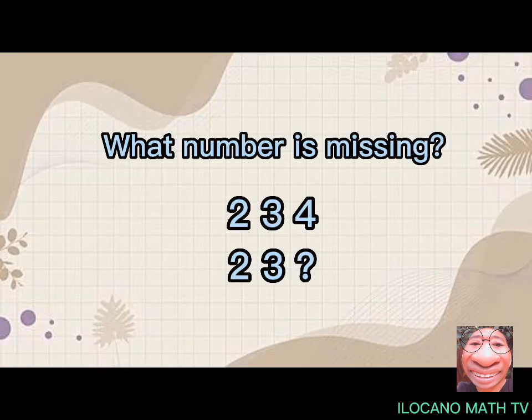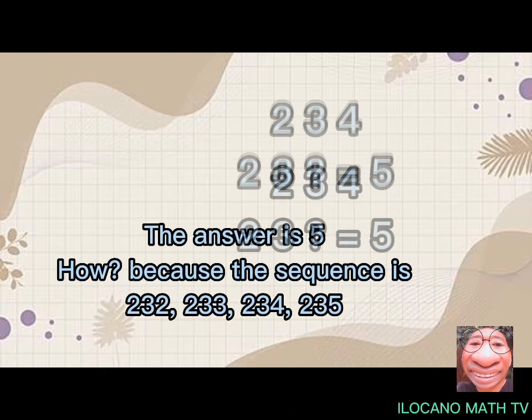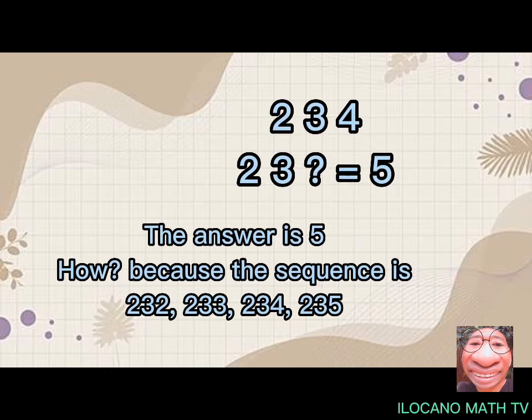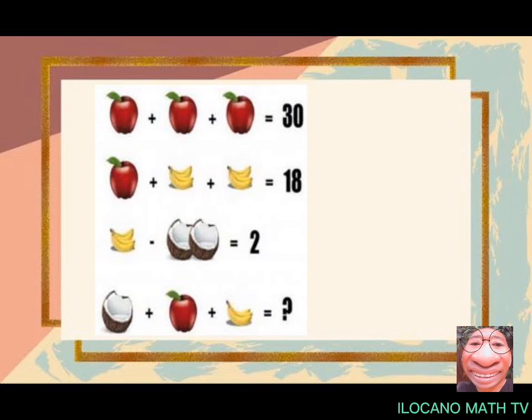What number is missing? 2, 3, 4, 2, 3, and what's the next number? The answer is 5. How? Because the sequence is 232, 233, 234. Therefore, the next sequence is 235. Try to solve this problem.